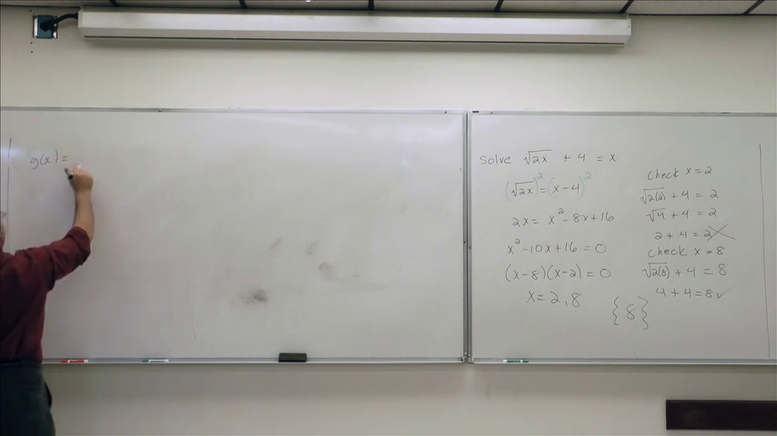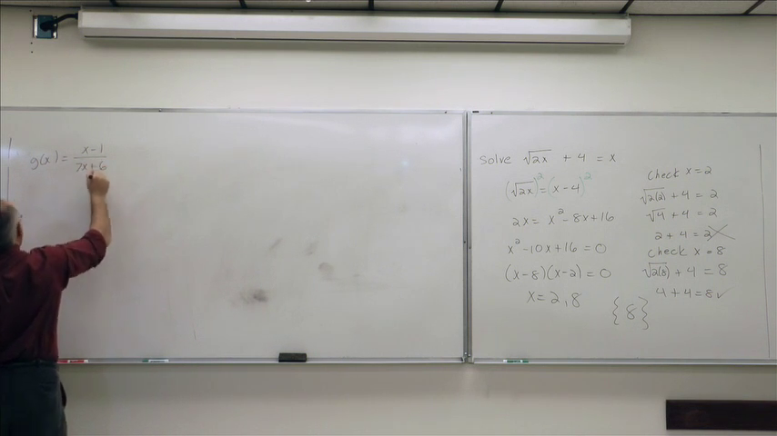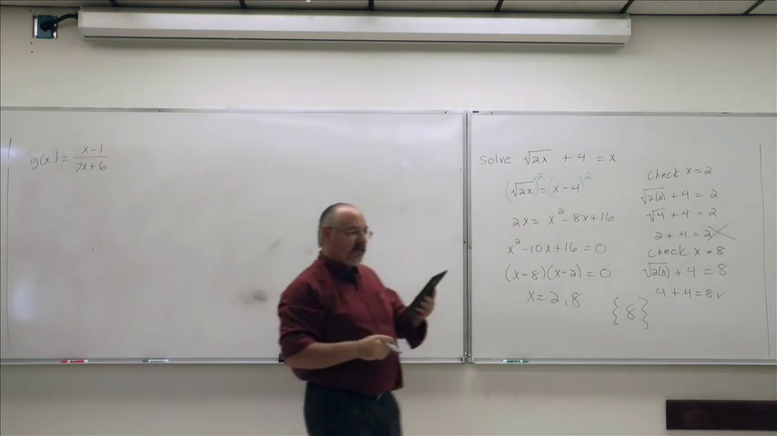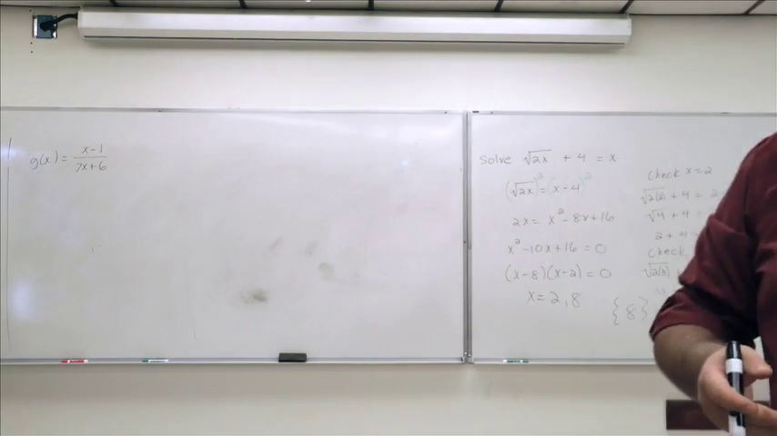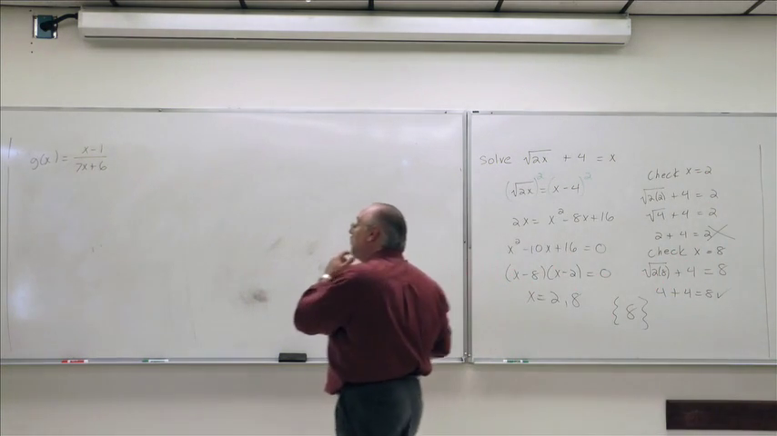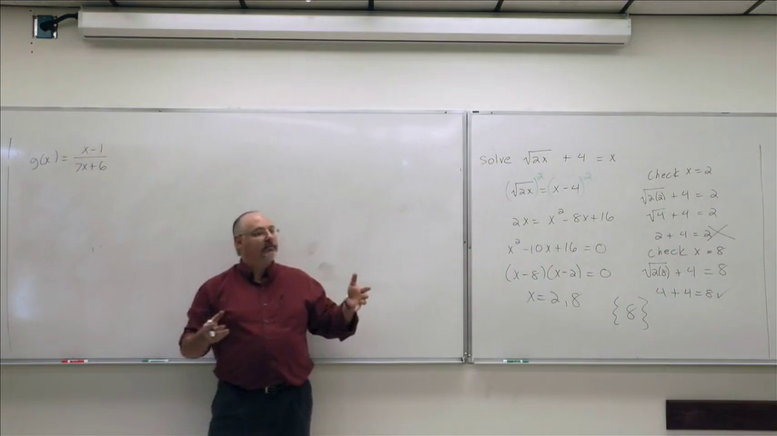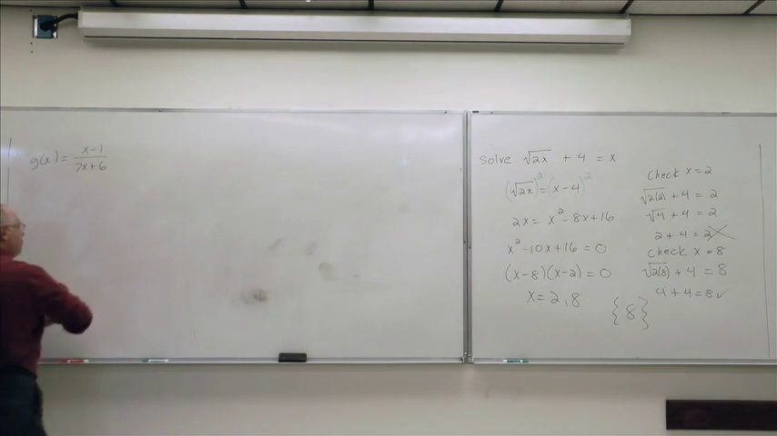G of x is equal to x minus 1 over 7x plus 6. So then we're going to have to find G inverse and then the domain and range of G inverse. Now, finding the inverse for this problem is detailed. All right, so what's the first step in finding the inverse for a function?